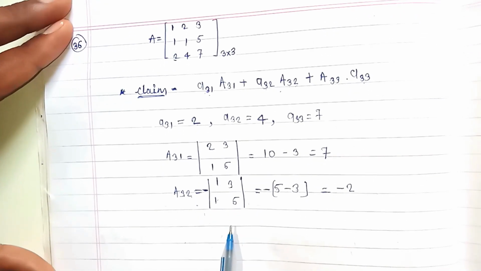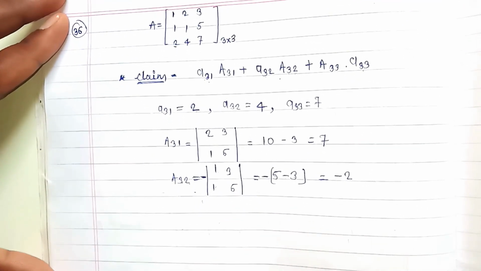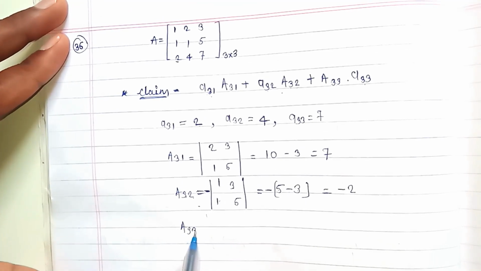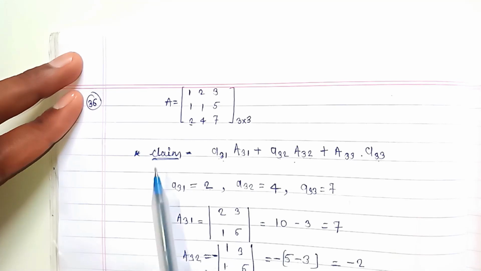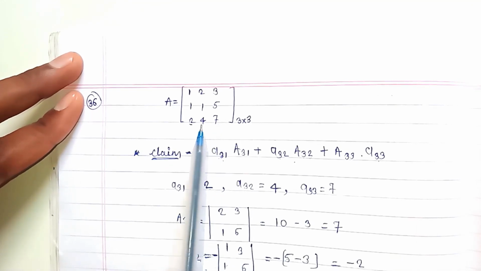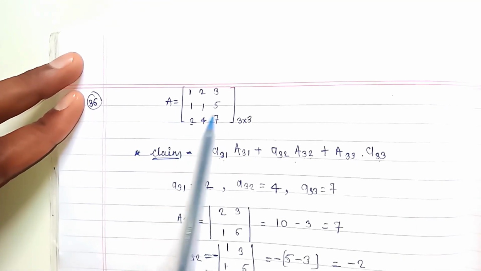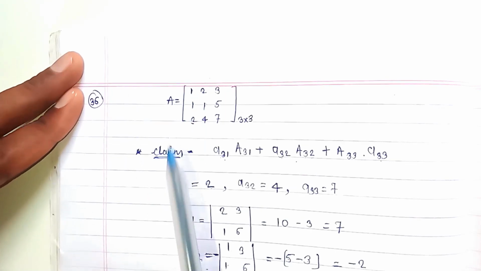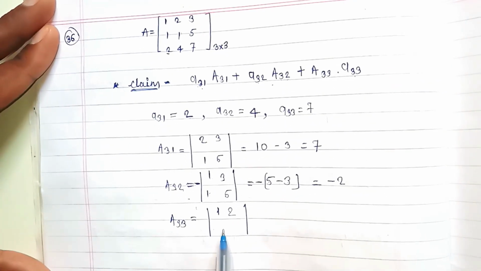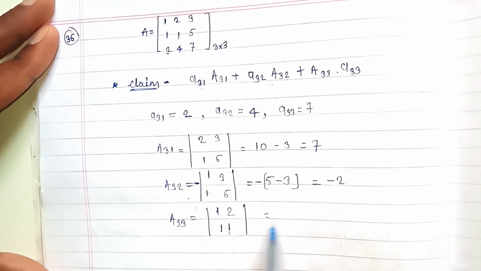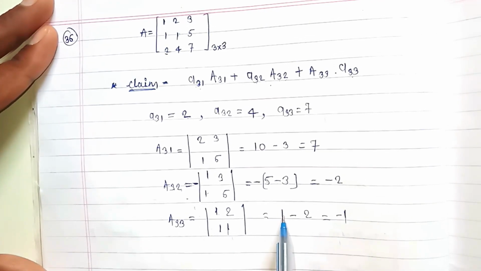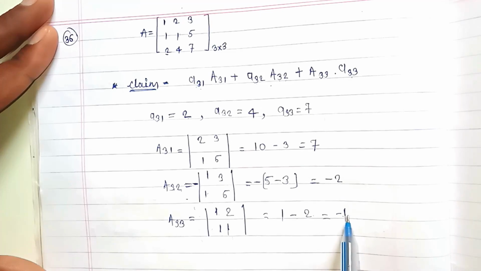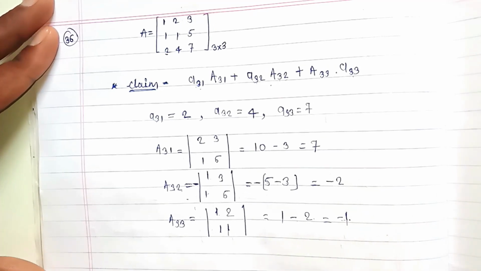Okay, and the last one is capital A33. So how can we find capital A33? Go for the 2 by 2 determinant. A33 gives us a corresponding element 7. With respect to that 7, what is the corresponding matrix? 1 2 1 1. Okay, 1 ones are 1, minus 2 ones are 2, which gives us a negative 1. So 1 minus 2 gives a negative of 1.